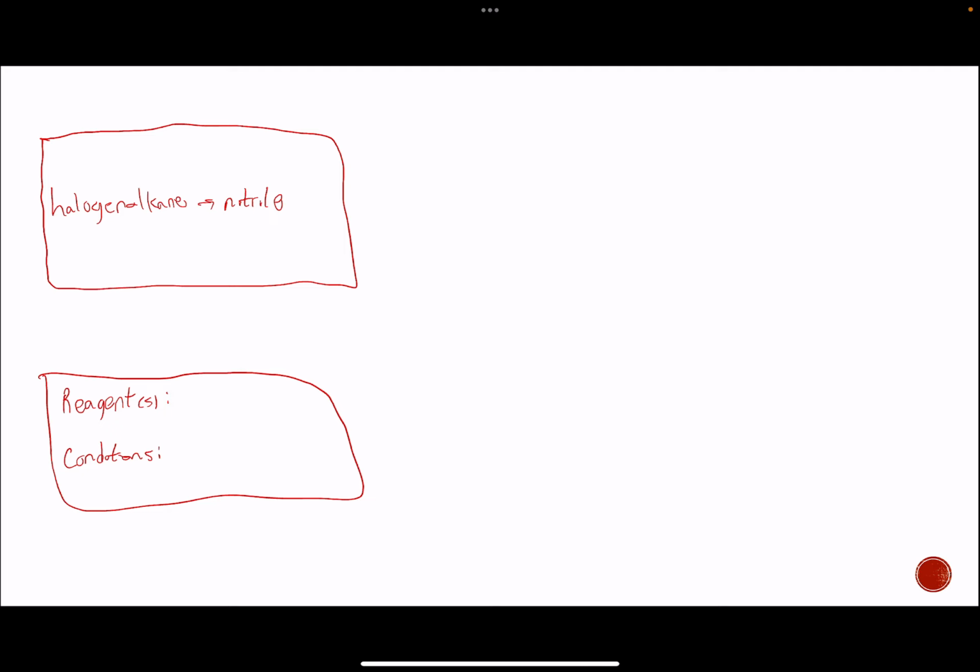Your reagent is whatever reactant you have to put with a halogenalkane to make that reaction happen. The reagent you would need here is CN minus, so it could be NaCN or KCN or LiCN. All of those group 1 metals are spectator ions and may or may not be shown. The other thing is your conditions. You are reacting it with ethanol as a solvent, and you are also heating under reflux.